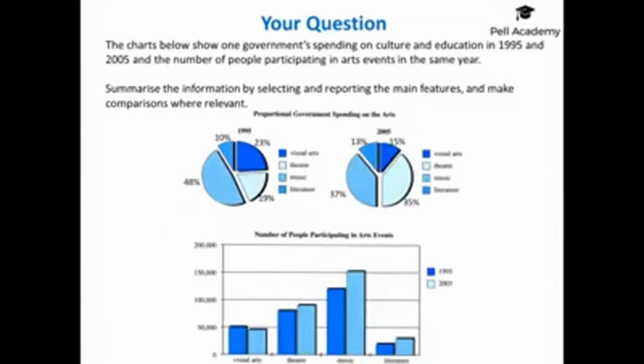So the question was this multiple chart: the government spending proportions, and then the number of participants in the same events.